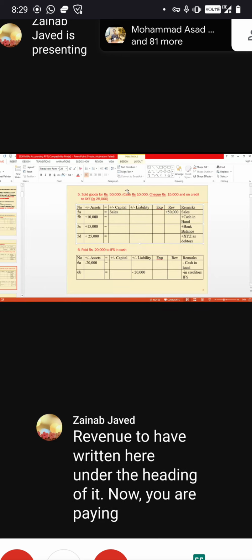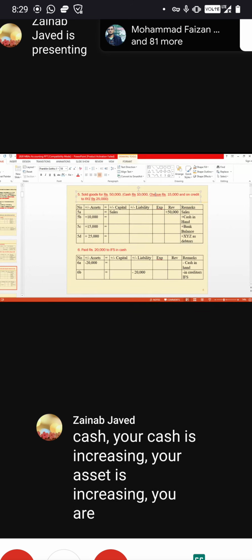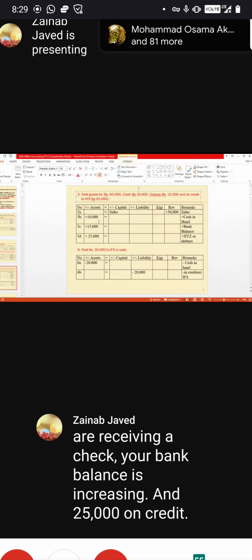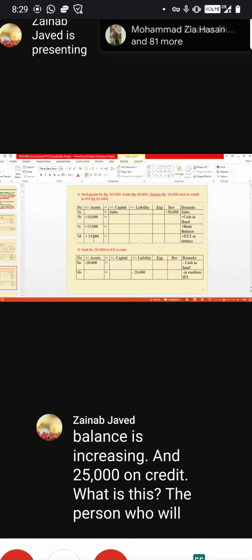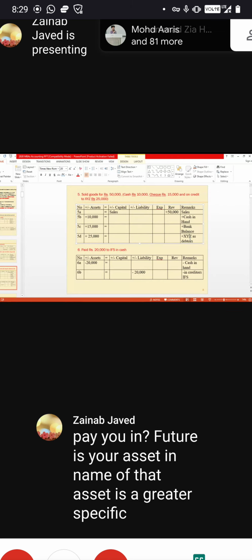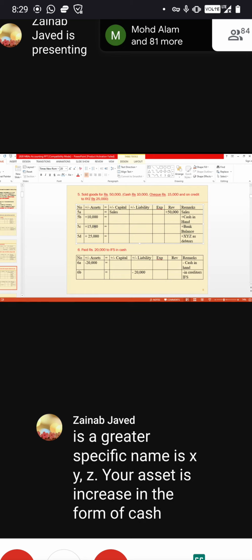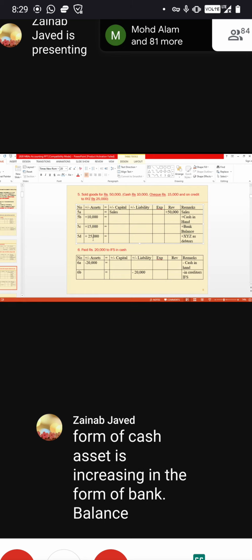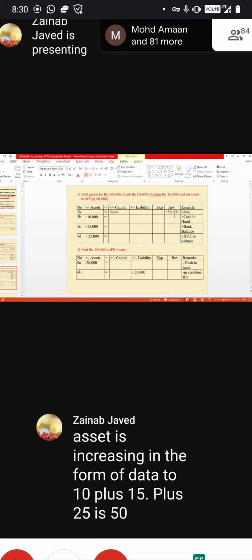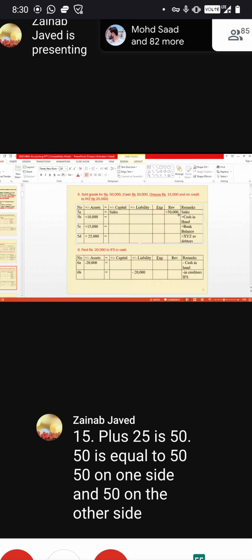Now you are receiving cash. Your cash is increasing, your asset is increasing. You are receiving a check, so your bank balance is increasing. And 25,000 on credit. What is this? The person who will pay you in future is your asset, and the name of that asset is debtor. A specific name is XYZ. So your asset is increasing in the form of cash, in the form of bank balance, and in the form of debtor. So 10 plus 15 plus 25 is 50. 50 on one side and 50 on the other side. The equation is balanced.